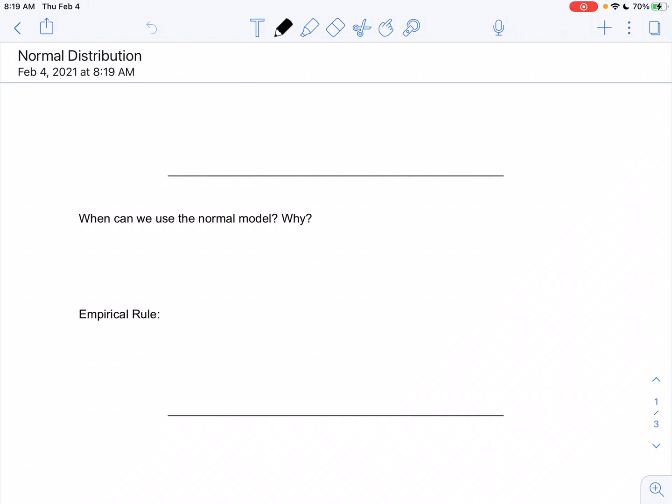Hello everybody, welcome. Today we're going to be looking at the normal model and empirical distribution. This is the last thing in our first unit. So with that being said, let's get started.